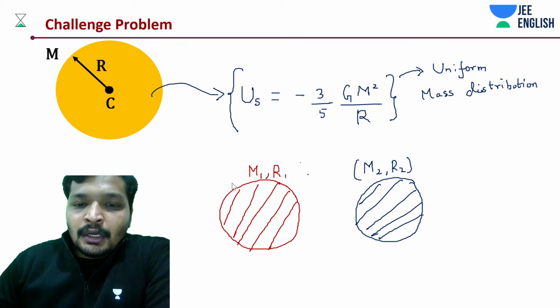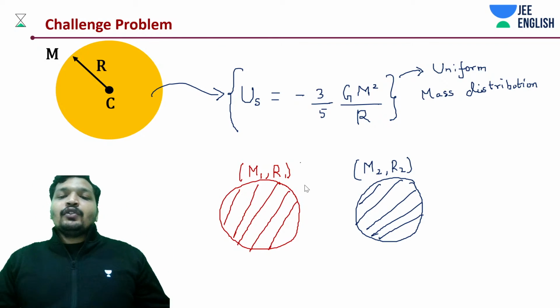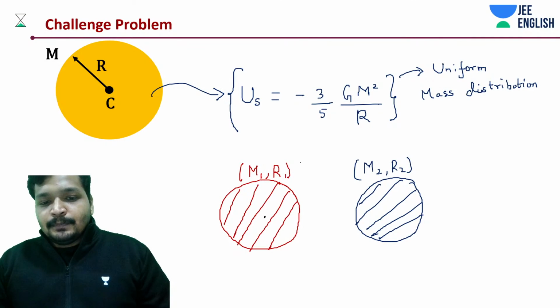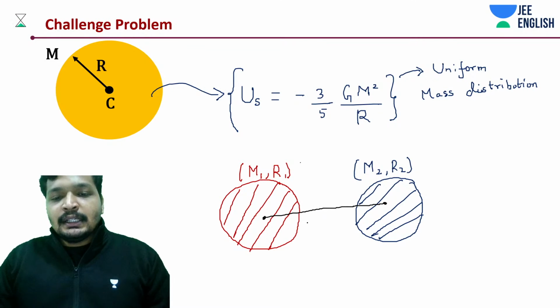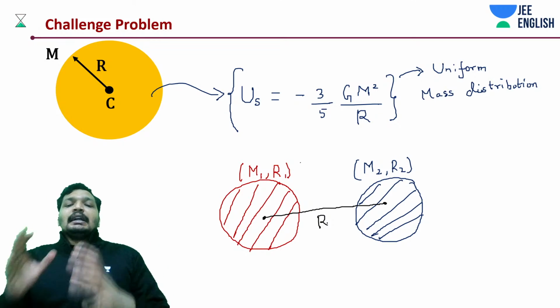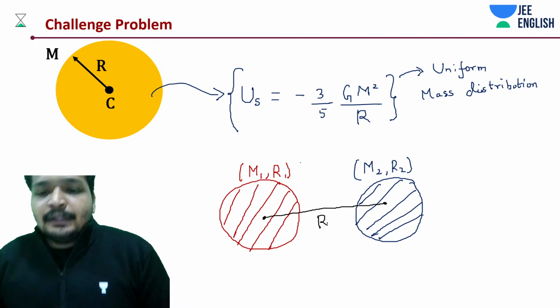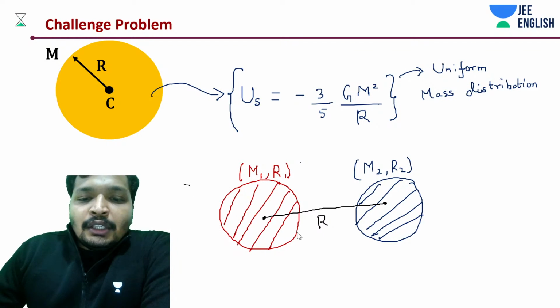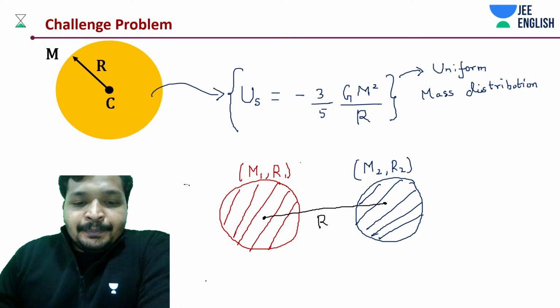Now your question could be, what is the energy of this system? If you just go by the point mass approach, with all the mass concentrated at the center, that is where everything goes wrong. Assume these spheres are separated by a distance r between their centers. Now what is the total potential energy of the system?